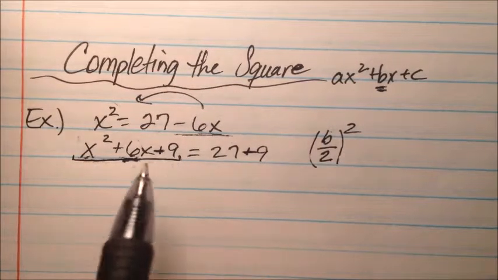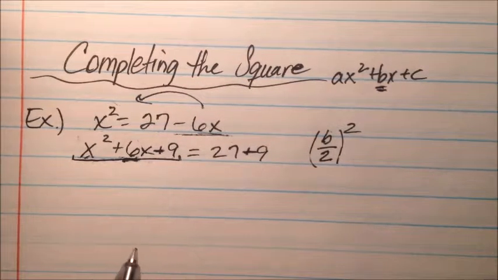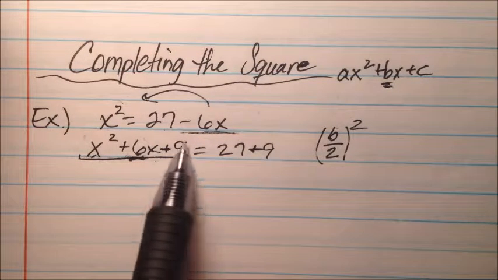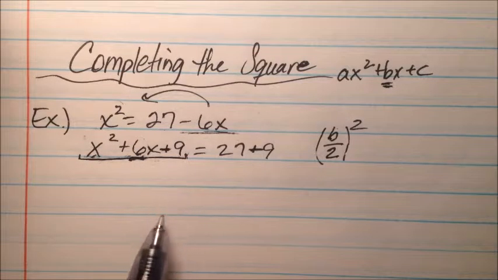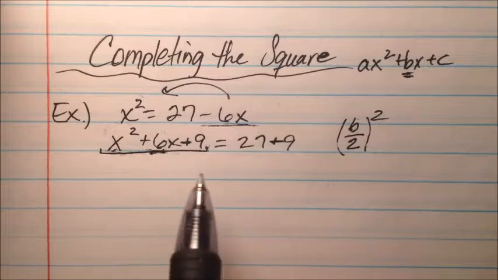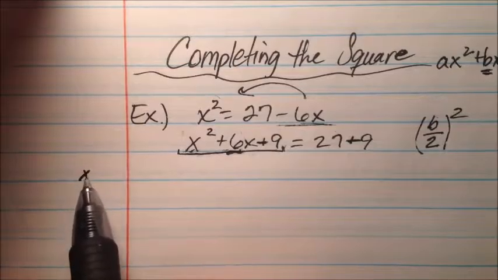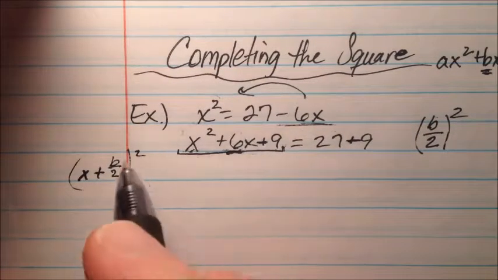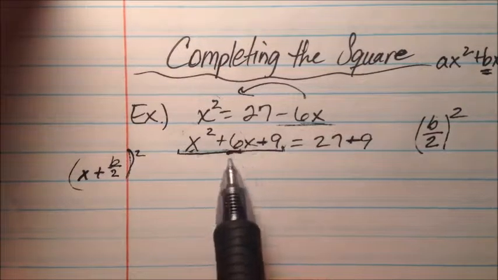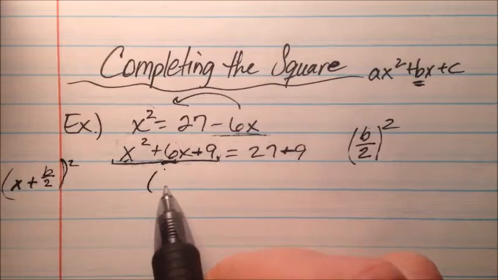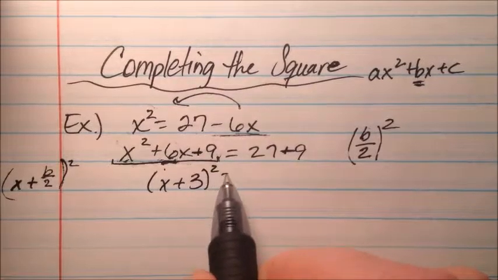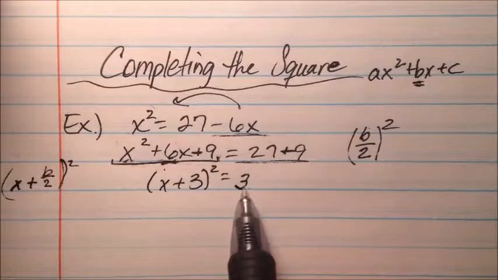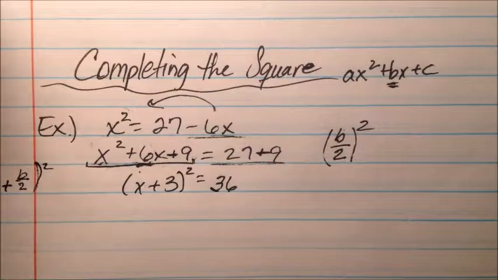You may notice right here this x squared plus 6x plus 9 actually can be factored as a perfect square, and that's the idea of this. So this left side will now factor as a perfect square. And what's it going to be? It's going to be x plus b over 2 quantity squared. My b over 2 was 6 over 2, so 3. So it'll be x plus 3 quantity squared. And on my right side, I'll just have this 27 plus 9, which is 36.